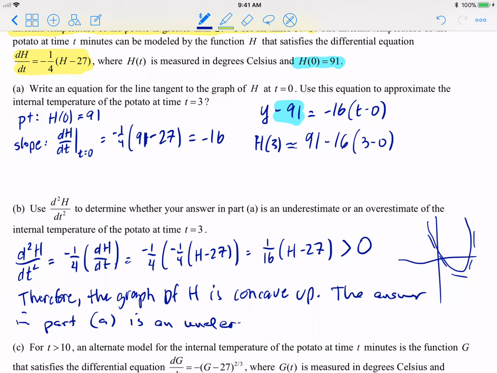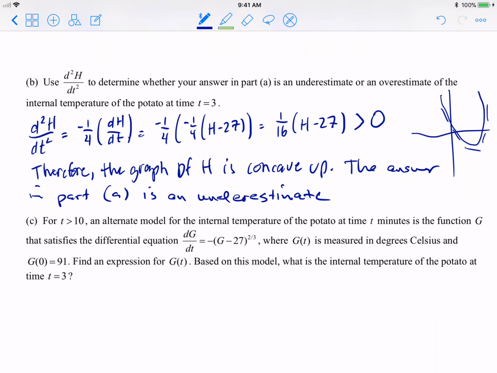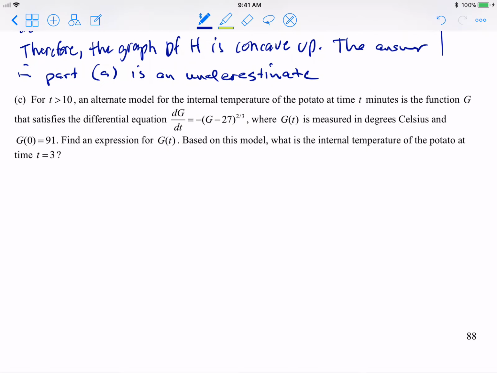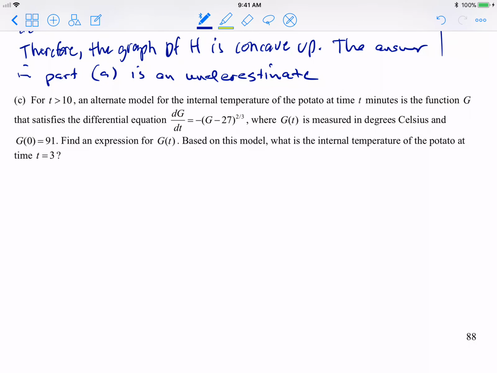Okay, so that's what you need to know: if the function is concave up, that means tangent line approximations are under approximations of the actual function values. And if the graph happens to be concave down, then obviously the tangent lines are above the function, and so every tangent line approximation would be an over approximation.